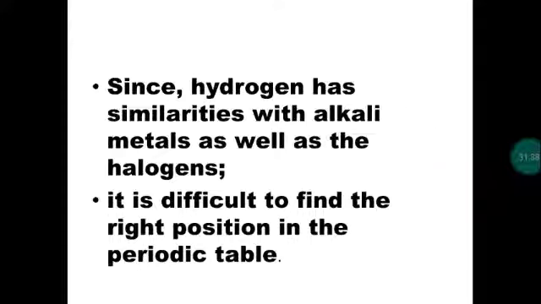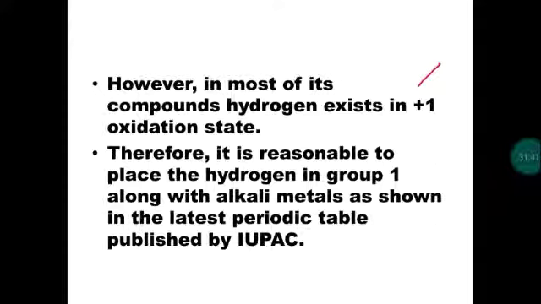That means, what will be the correct position of hydrogen in the periodic table? When we analyze different compounds, hydrogen exists in the form of H+ with the +1 oxidation state. So hydrogen can be placed in group number 1, which is confirmed by the recently published modern periodic table by IUPAC.